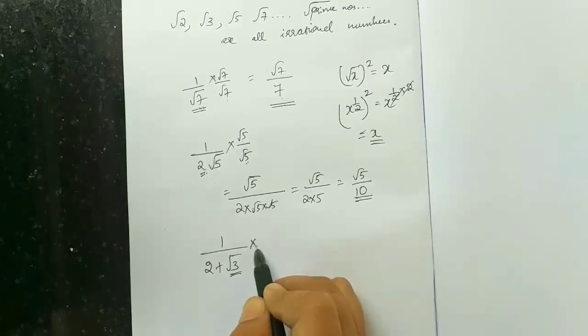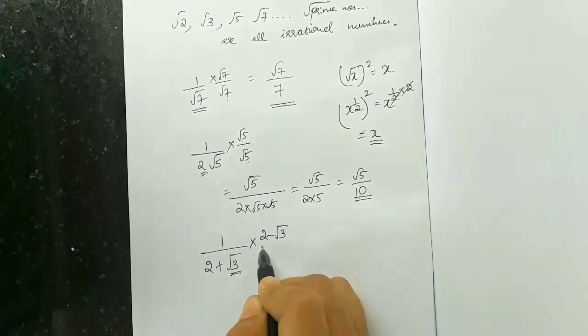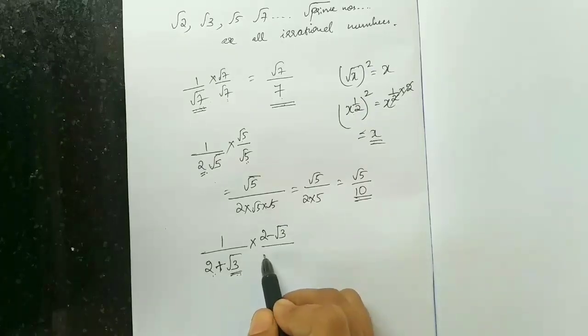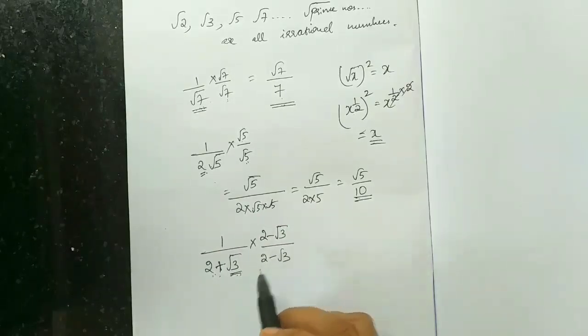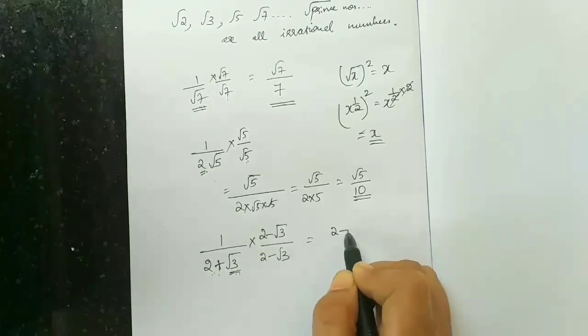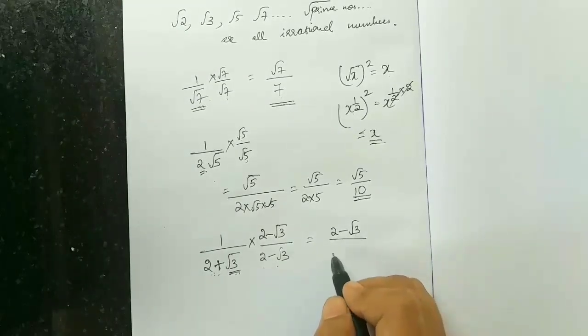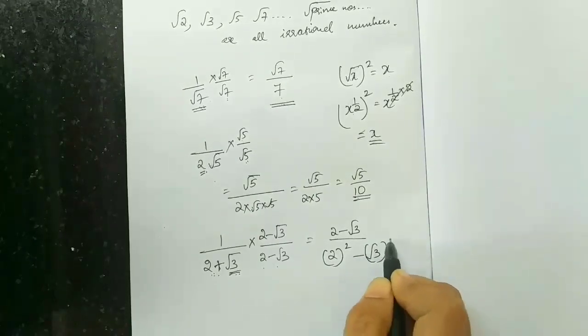So what we are going to do is introduce another term, that is conjugate. What is conjugate? Just take the same terms and change the sign. If it is positive, you multiply with the negative sign in the middle. If it is negative, you take positive. That is what the term conjugate means, just the opposite sign. So 2 minus root 3 into 1 is 2 minus root 3 divided by, this is of the form a plus b into a minus b. So that is a square minus b square. 2 square minus root 3 square.